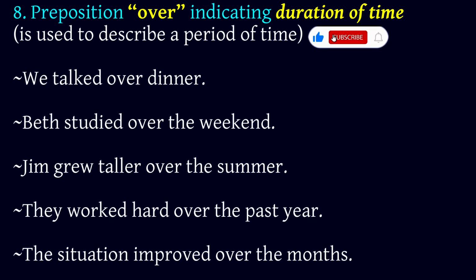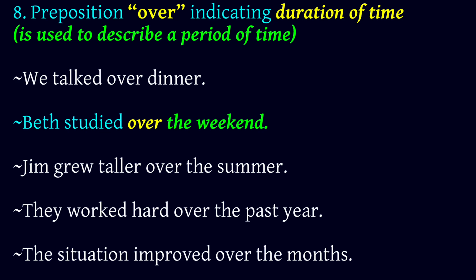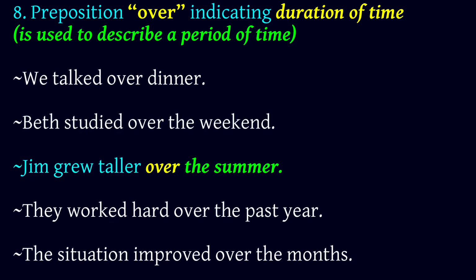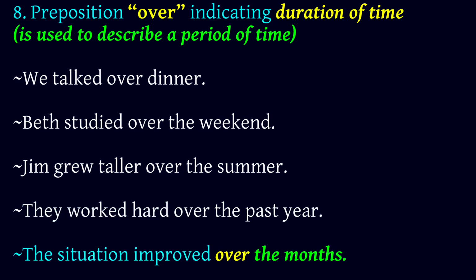8. Preposition over indicating duration of time is used to describe a period of time. We talked over dinner. Beth studied over the weekend. Jim grew taller over the summer. They worked hard over the past year. The situation improved over the months.